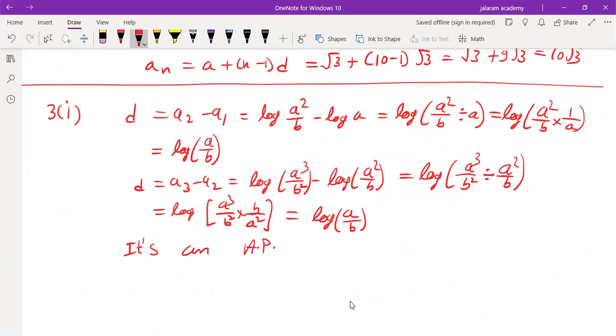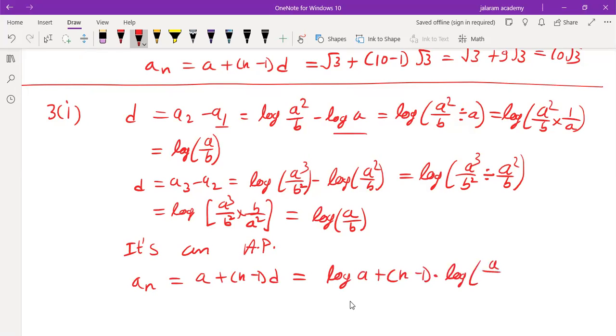And now if it's an AP, we can find the nth term by using the formula for the general term of an AP: a plus n minus 1 into d. A means the first term, that is a1, which is log a, plus n minus 1 into the common difference, which is log a by b.